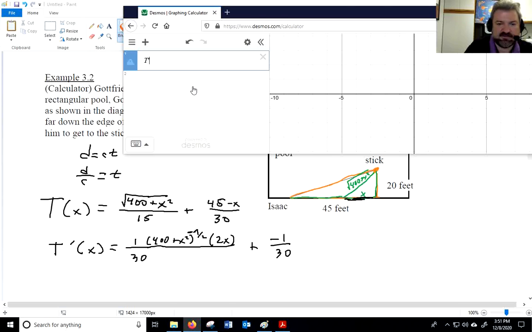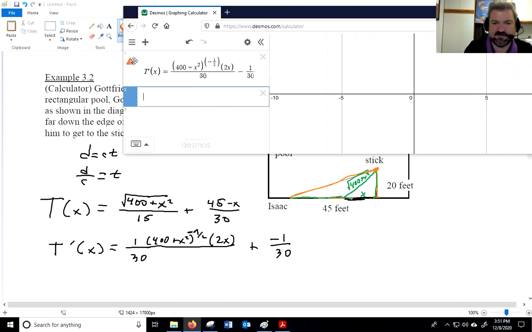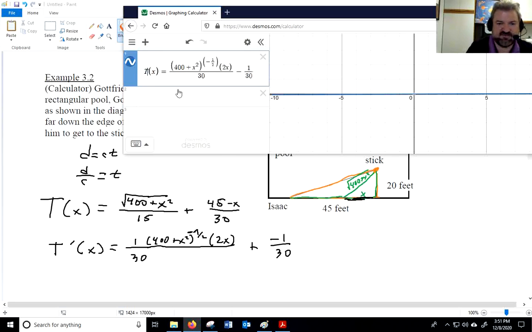So I'll call it T prime of x is equal to 1, well, I don't need to put the 1, right? 400 plus x squared to the negative 1/2 times 2x all over 30 minus 1 over 30. The function of t is not defined. I guess it just wants f of x. Oh, because I'm saying f prime. That's okay. Let's say T of x. Okay.